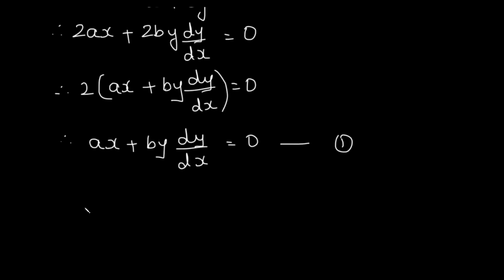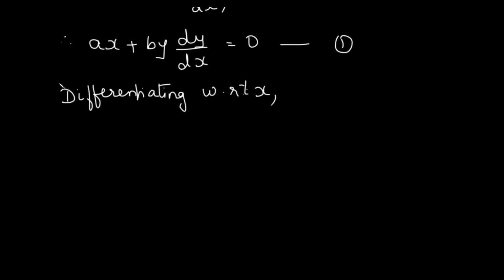Now we differentiate both the sides again with respect to x. See, ax becomes a into 1, that is a. Observe properly. A is a constant. The derivative of x is 1. So we just get a. Plus b is a constant, b is written as it is, and in the bracket y into dy/dx.